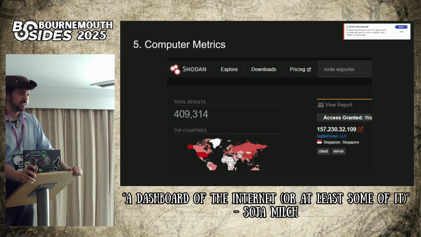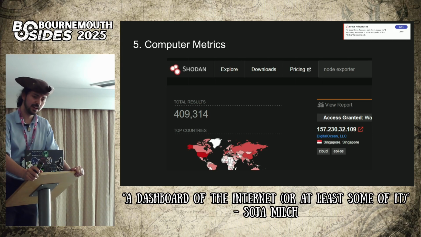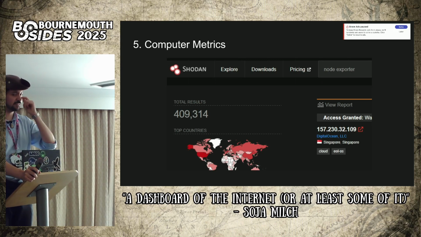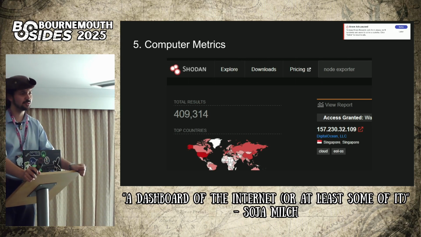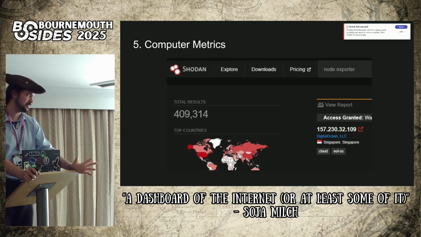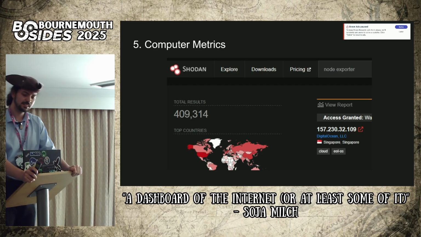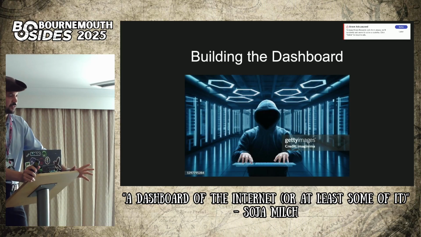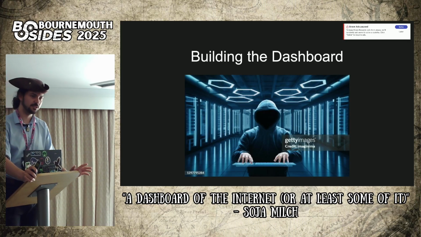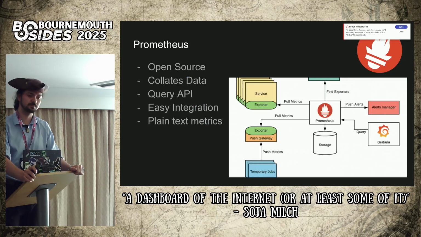And then computer metrics, coming back to the actual topic of this talk. So I searched node exporter, and what's that, 409,000 results coming up on Shodan? That's quite a few computers, right? So we've got to build the dashboard now, knowing this information and using Shodan to figure out these computers.